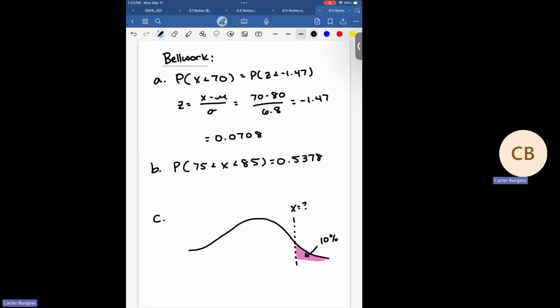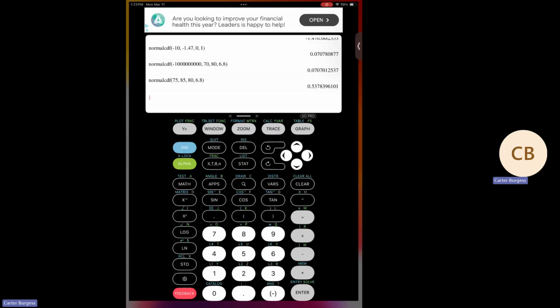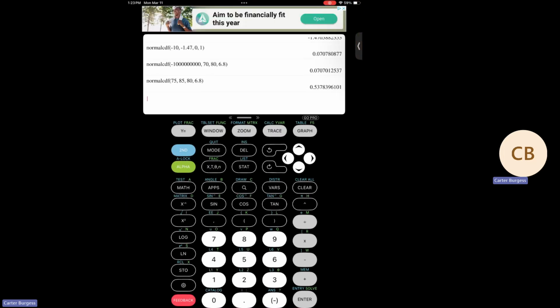Cool. How do we do this in our calculator? How do we figure out what this is going to be? How would we get a z-score out of this? Your calculator does it better than mine if you're using the colored version. But we're looking at 10% to the right of a particular value, and that's an area. So we do our inverse norm here. In this case, the area we're looking at is 0.1. We want it to the right.